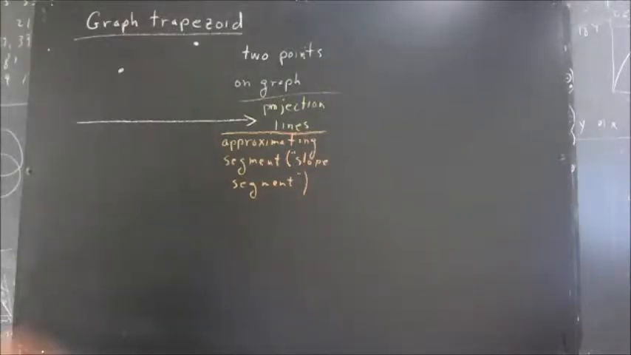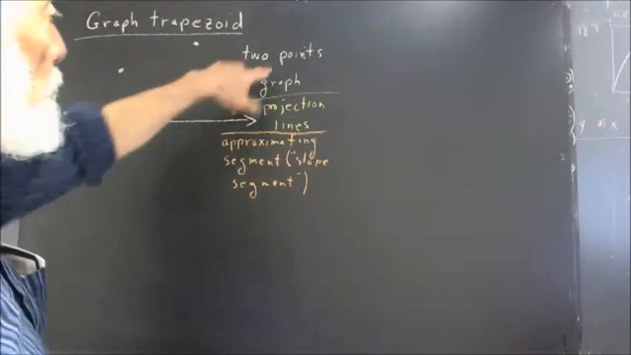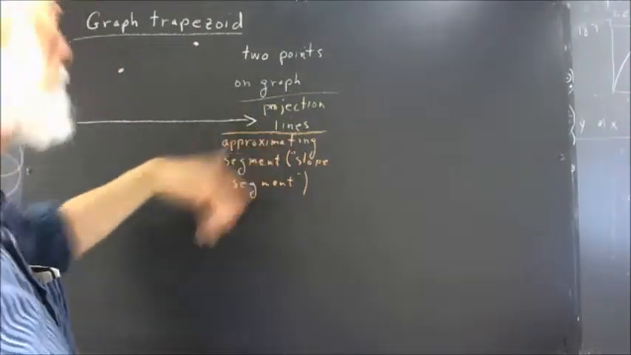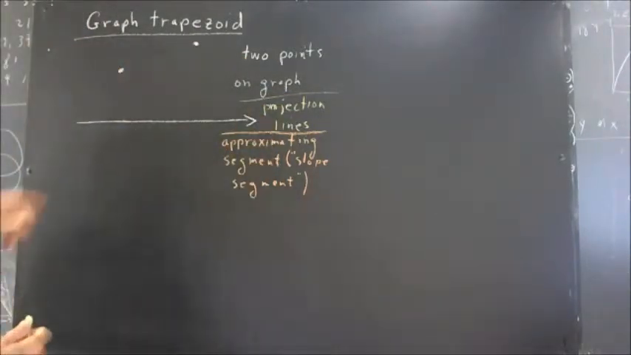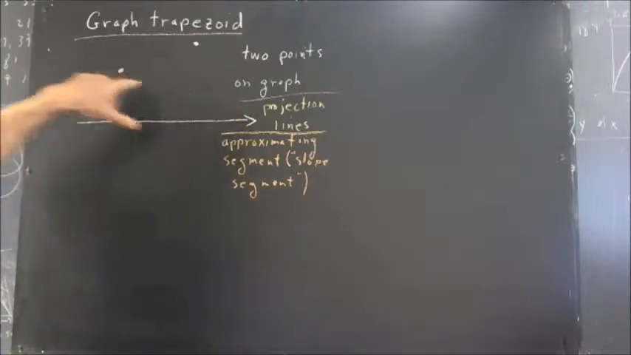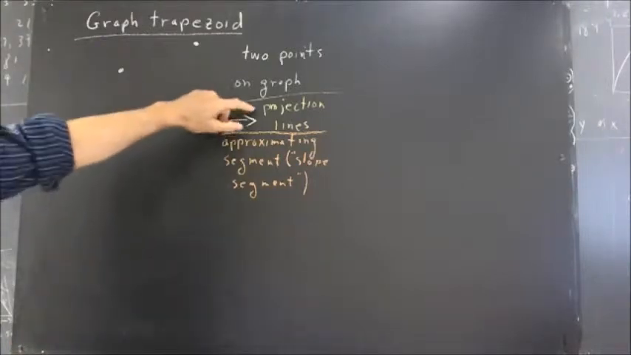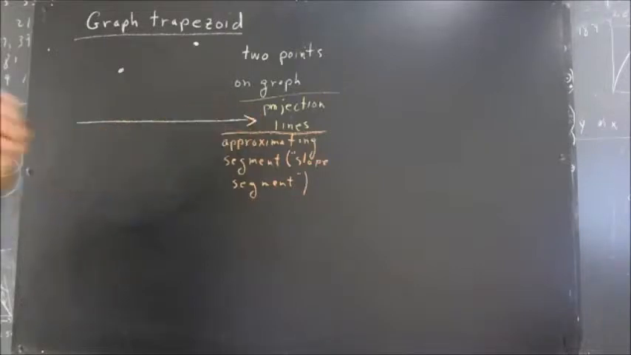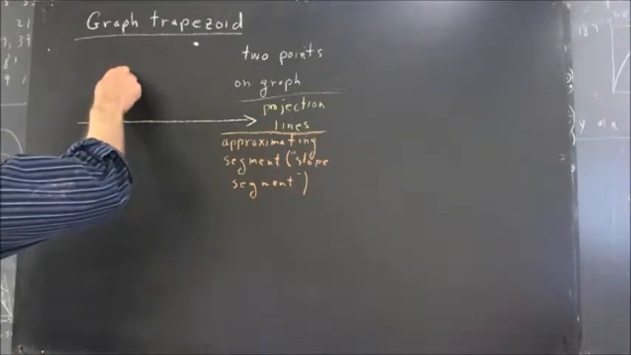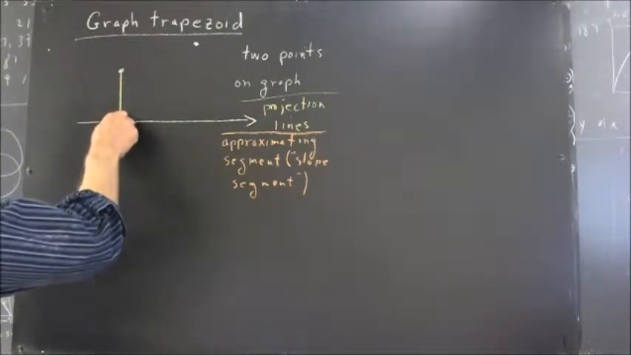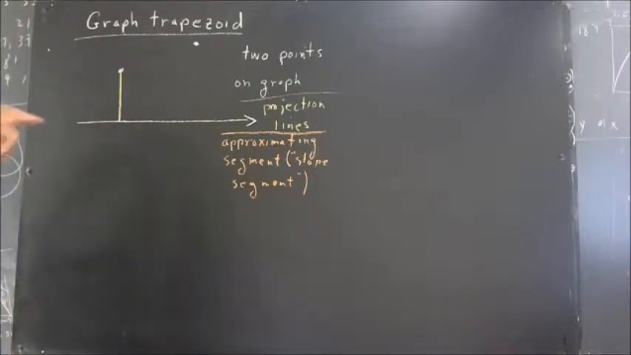We define a graph trapezoid for 2 points on the graph of some function as follows. We form the trapezoid first by 2 projection lines, one from each point.